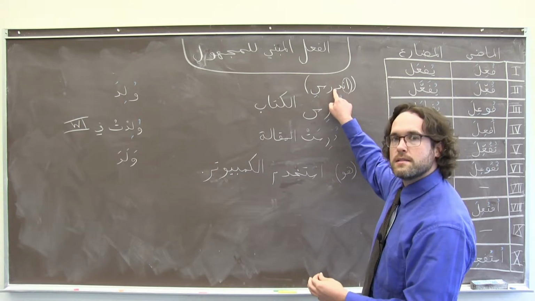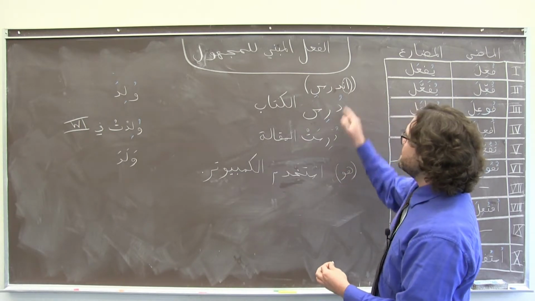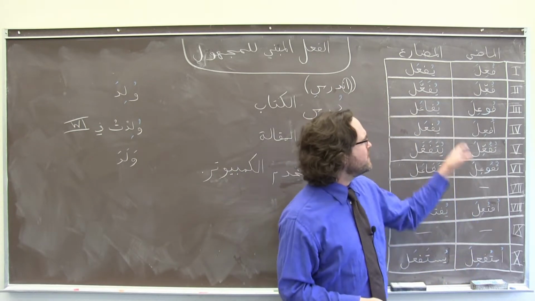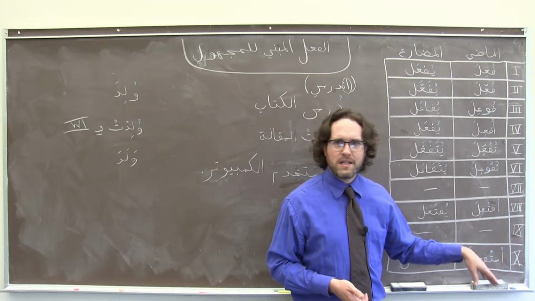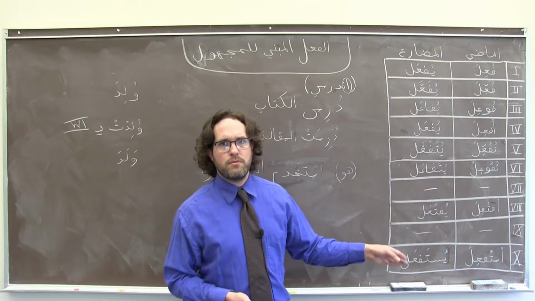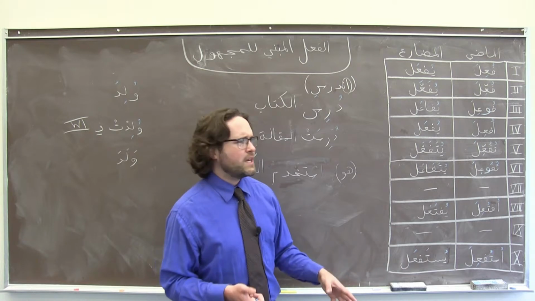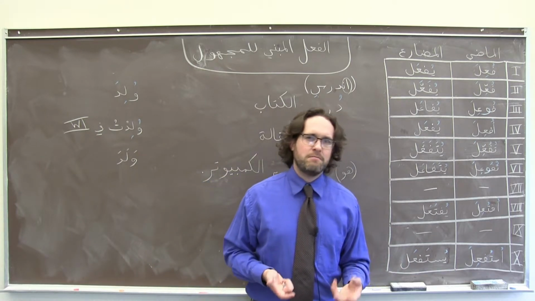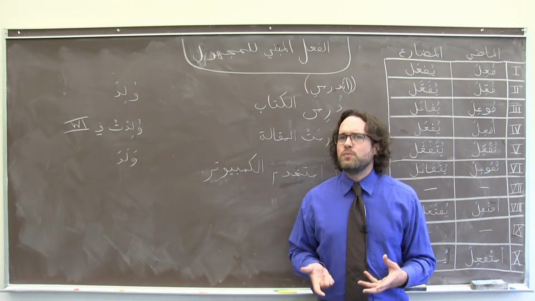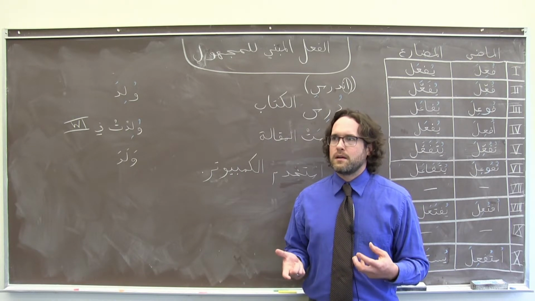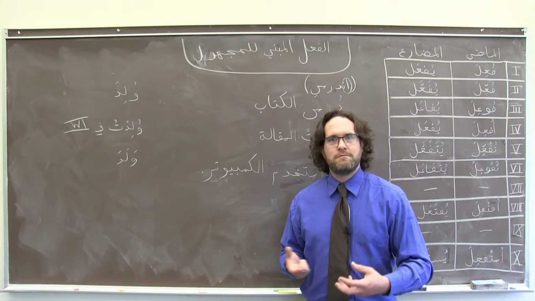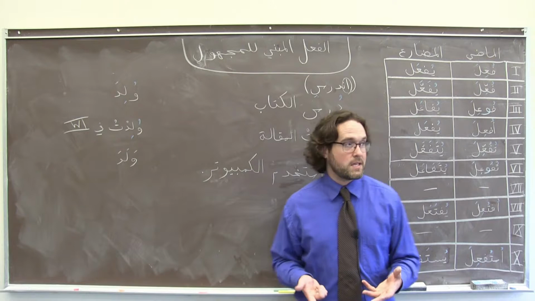And those extra letters that make it a Form 7 verb give it a passive meaning. The book was studied. So if we took indarasa and put it into this pattern with a dhamma at the beginning and a kasra before the final letter of the jidhr, it would almost have a doubly passive meaning that would be too much. It would be passive to the point of meaninglessness, basically.